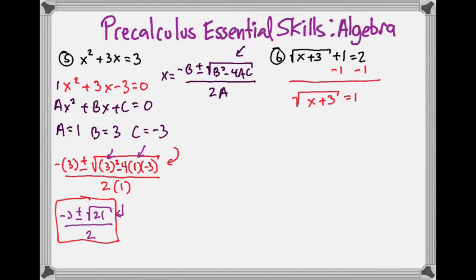To undo the square root, from Math 2 and Math 3, I believe, we learned that we could undo it by taking the square of both sides, or raising each side to the second power. That's going to undo the square root, and I'll get x plus 3, and 1 squared is 1. Therefore, I subtract 3 from each side, and I'm going to get x equals negative 2. So that's how you do that, and on to the next one.